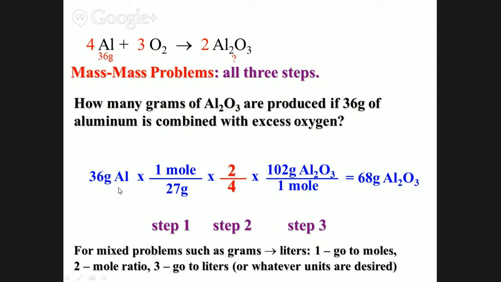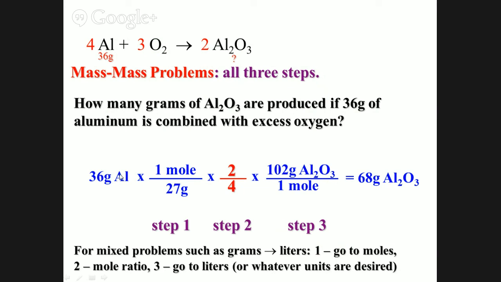This one is written a little bit differently than the last one. Instead of doing 3 separate steps, I've now made it one long problem, but here are the 3 steps right there in blue. That's my step 1. I'm changing the grams. The grams will cancel. I'll have moles. Right here in red, that's my mole ratio. There's my step 2. And then over here, as a final step, is my step 3, where I'm changing that answer back into grams to get my 68 grams at the end. Again, the 102 comes from adding up 2 aluminums and 3 oxygens.